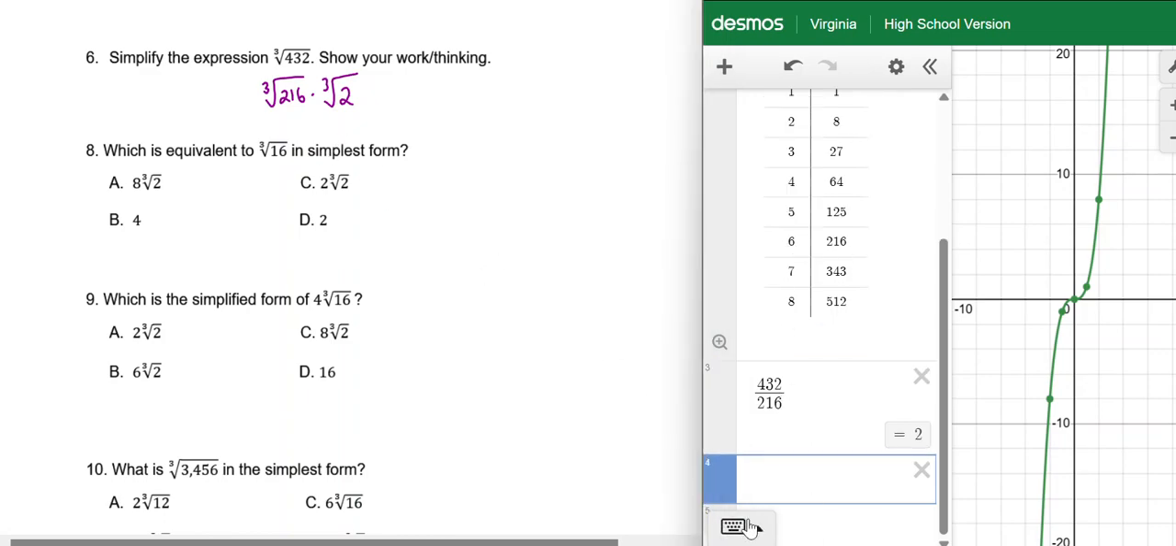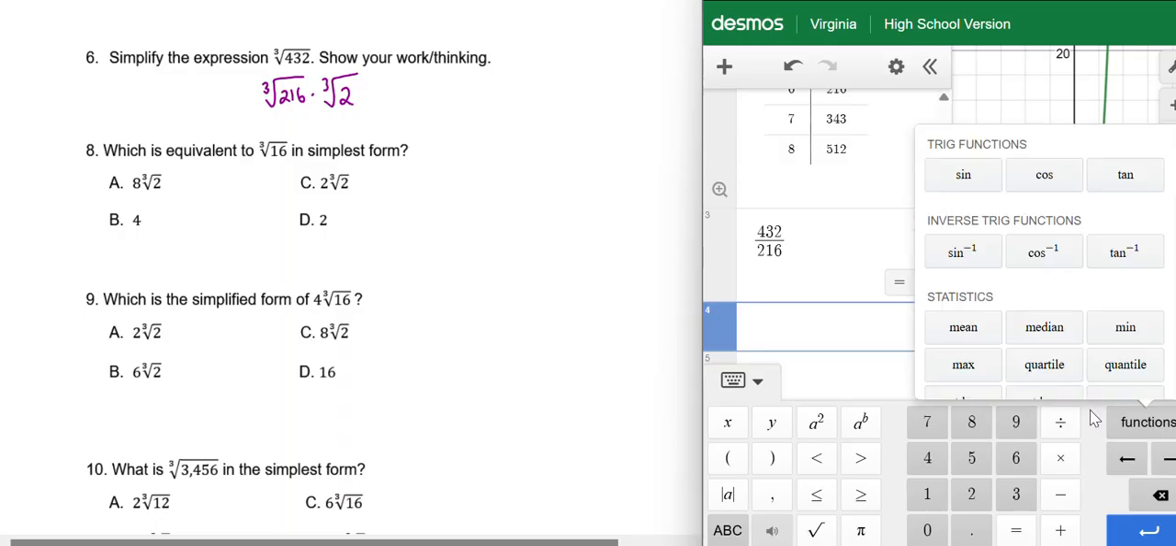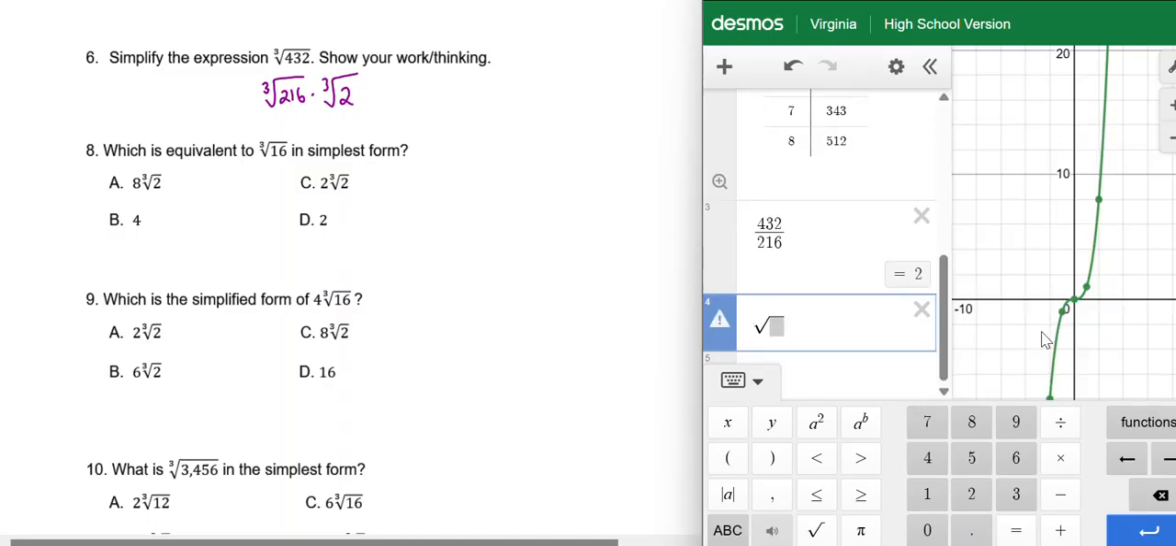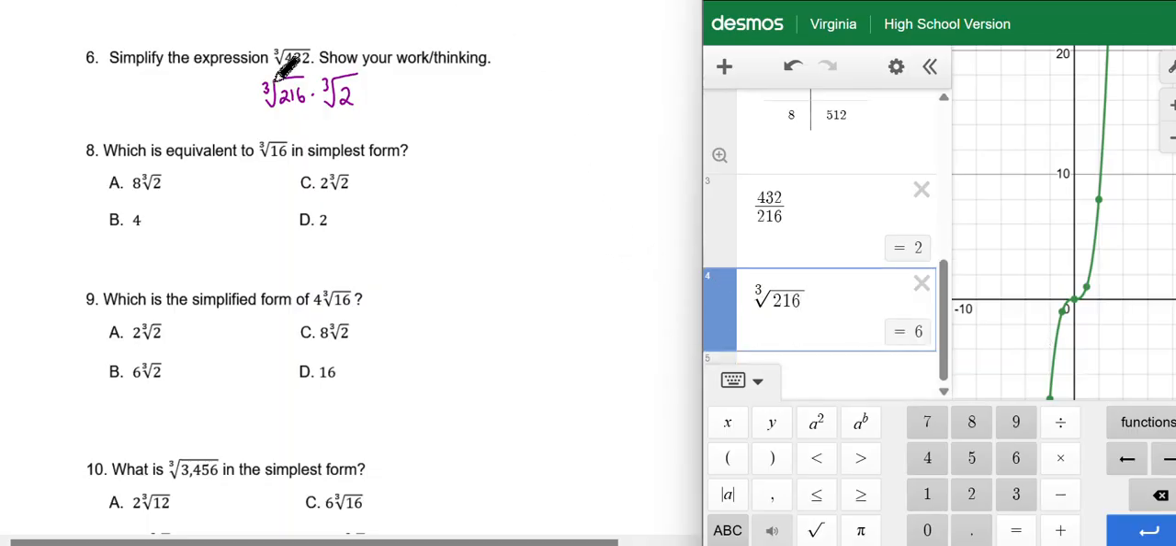I can show you. If you want to know where cube roots are, it's down here in function. I'll scroll down right here. So cube root of 216 is 6. That's a perfect cube. And then cube root of 216 is 6. And then cube root of 2, you just leave it like that. So that's my answer for that. Okay, 6 cube root of 2.